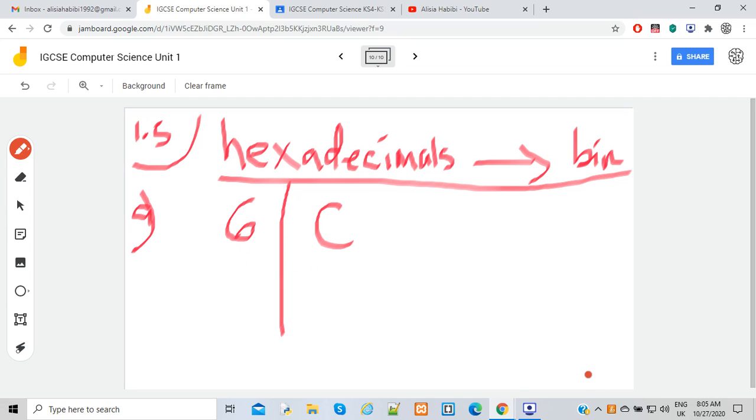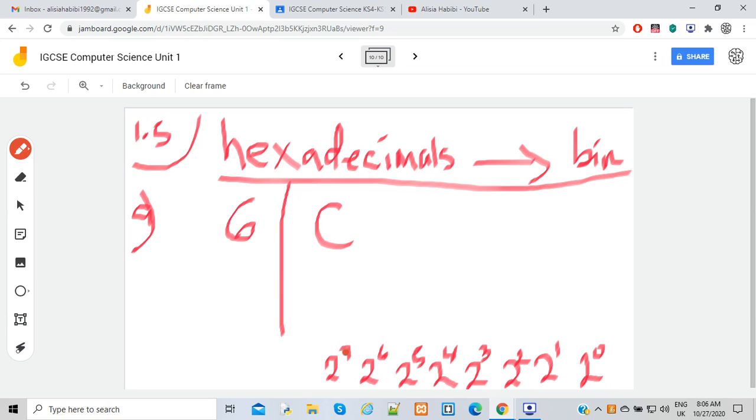So 6. Remember that we had the powers of 2, so I'm going to repeat those powers. We start with 2 to the power of 0. Because we're going into binary, we have to recall the powers of 2. So 2 to the power of 2, 2 to the power of 3, 2 to the power of 4, 2 to the power of 5, 2 to the power of 6, 2 to the power of 7.